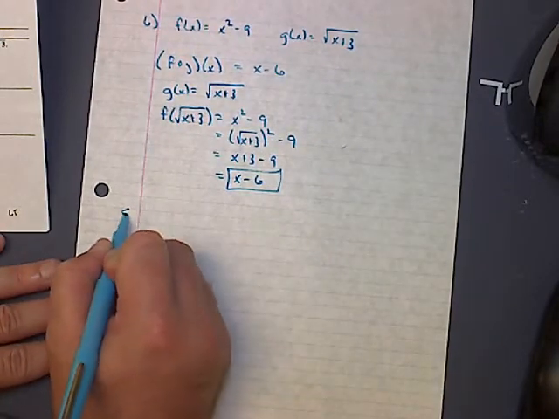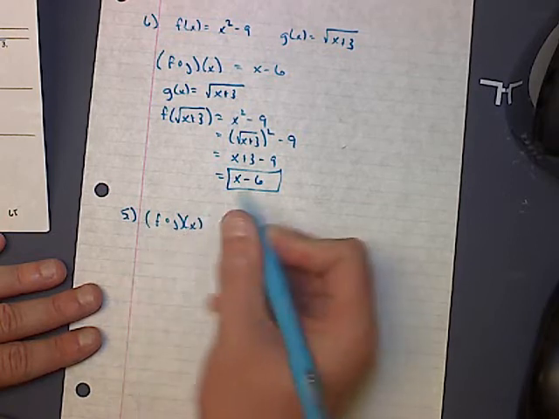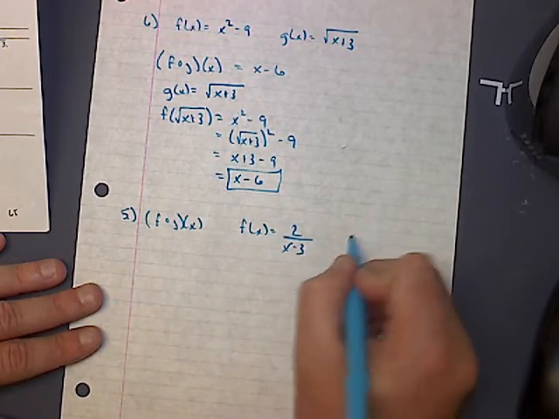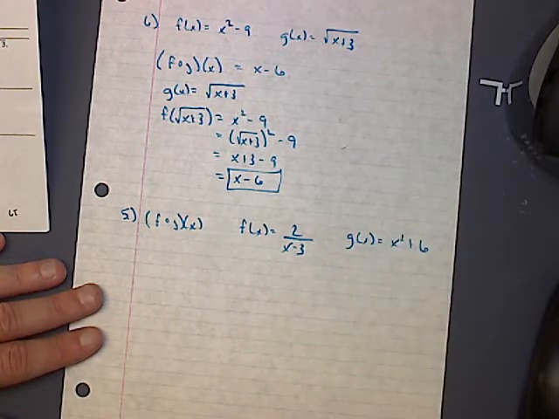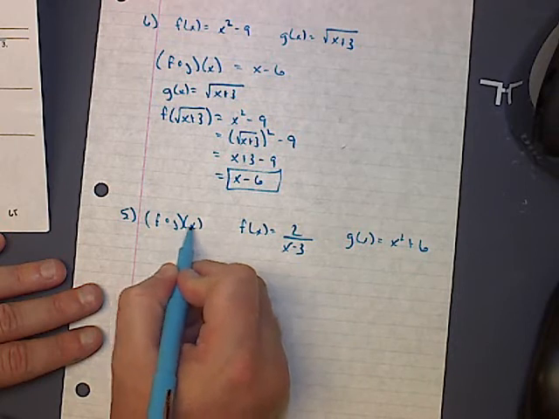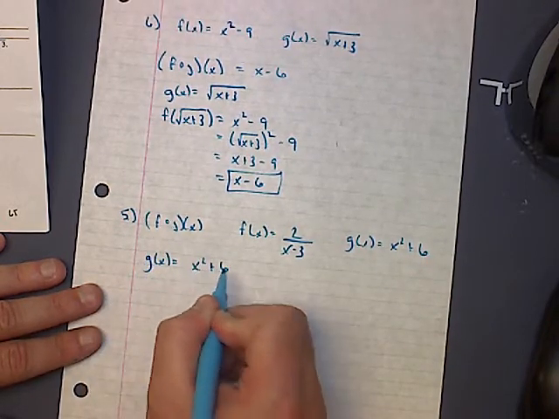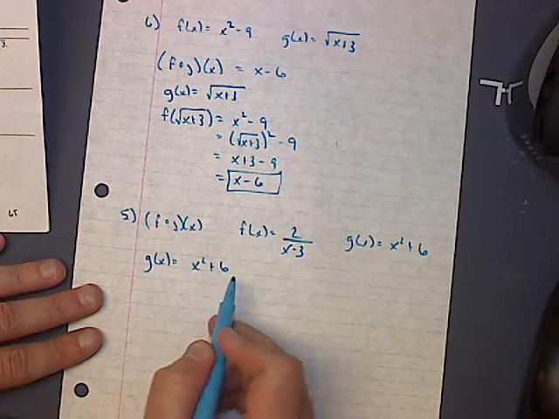Okay, let's look at number 5. We want to find f of g of x. Our f function is 2 over x minus 3, and our g function is x squared plus 6. Okay, x is closest to g. G of x equals x squared plus 6. I take x, I plug it in for x, it does not change it.